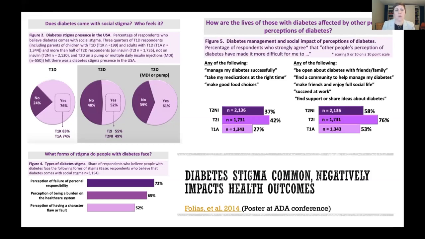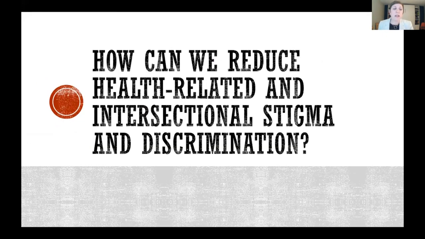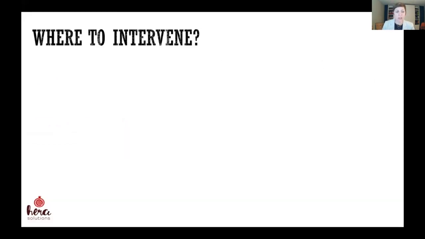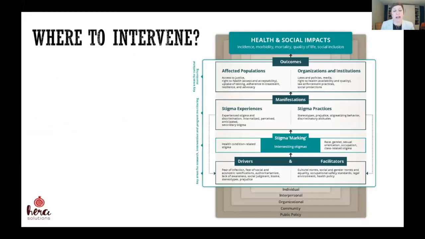These data really show the powerful impact even the perception of social stigma can have on the health behaviors and social interactions of people living with diabetes. So how can we reduce health-related and intersectional stigma? Where to intervene? Ideally, we want to stop stigma marking from occurring.